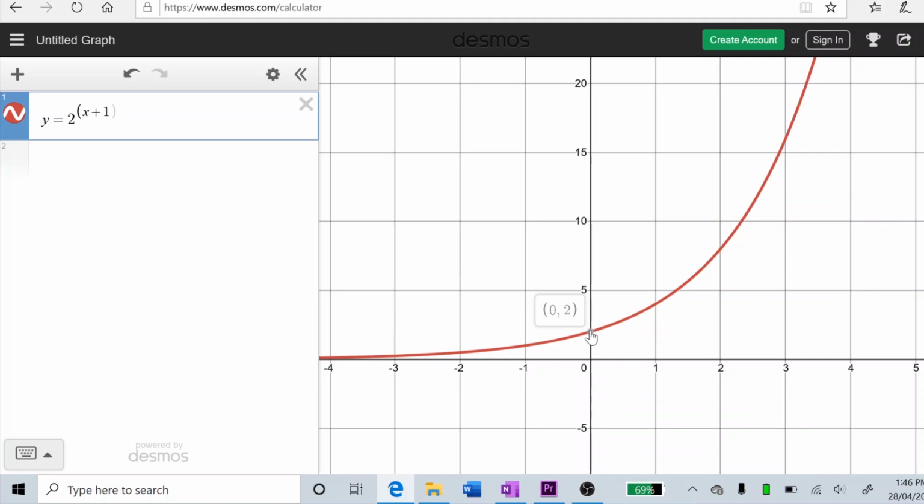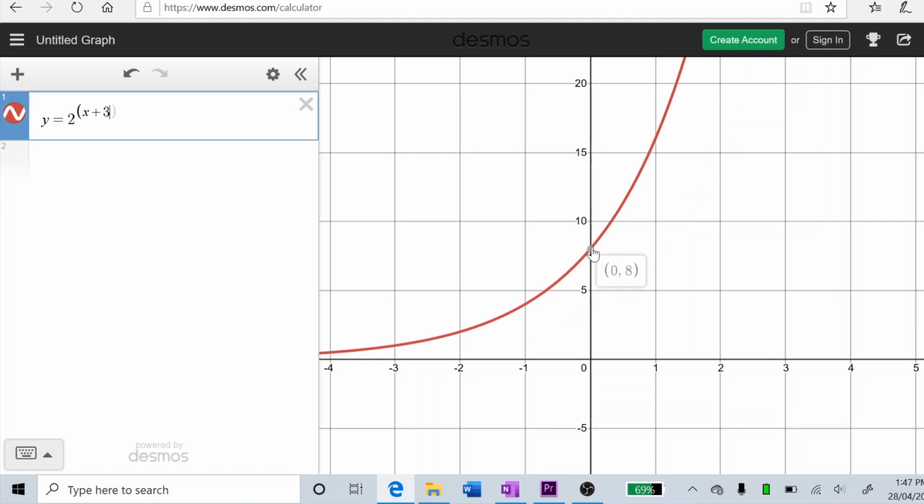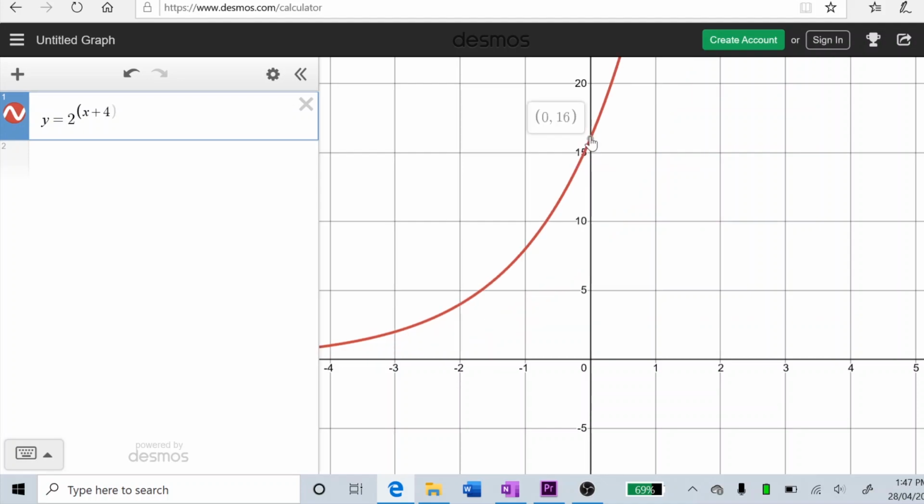And this is because the y-intercept occurs when x is equal to 0. So when x is equal to 0, this is just going to be 2 to the power of 1, which is 2. And then if you add 2, you get a y-intercept of 4. And this y-intercept will grow exponentially. So if you went plus 3, you get the y-intercept to 8. If you went to 4, you get the y-intercept to 16. So there's those transformations to remember as well.